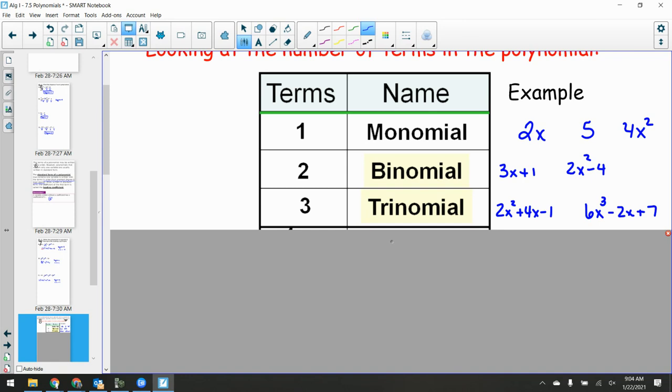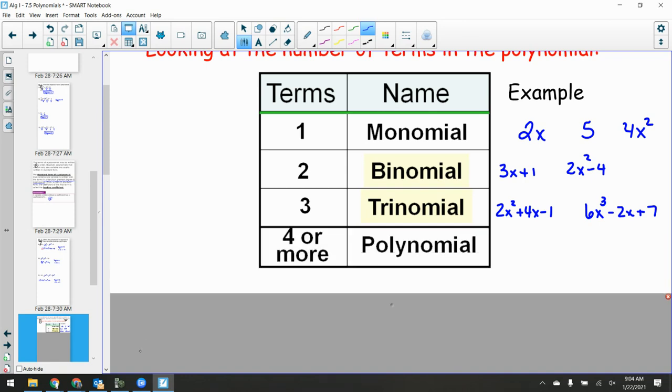Now, anything beyond 3, you just call it a polynomial. Okay? Anything beyond 3, it doesn't have a special name. You just call it a polynomial. You could call it like a 4-term polynomial if you really wanted to get fancy, if you really wanted to get specific. But you don't need to do that.